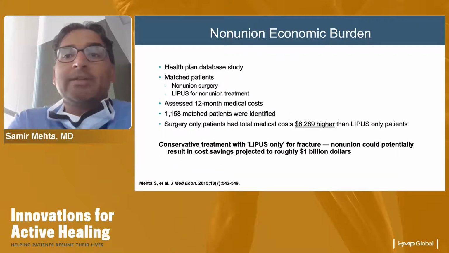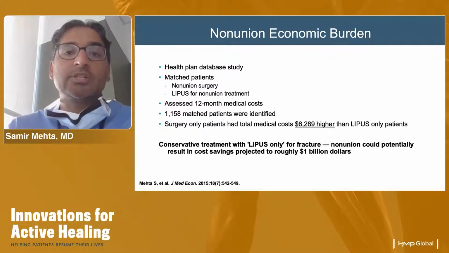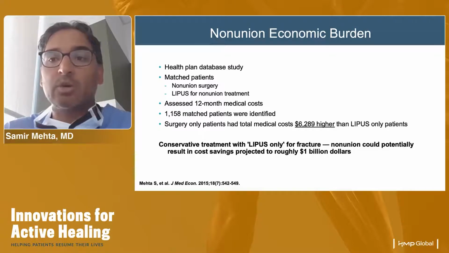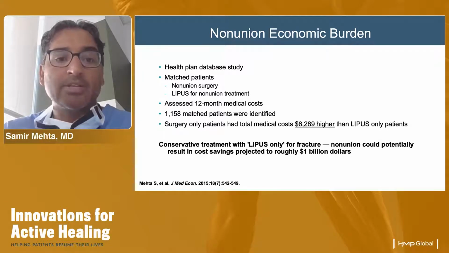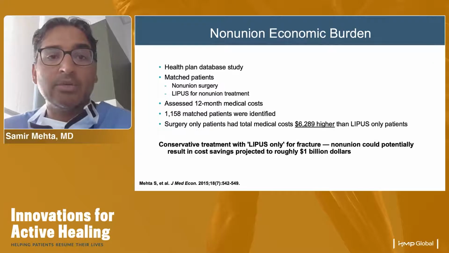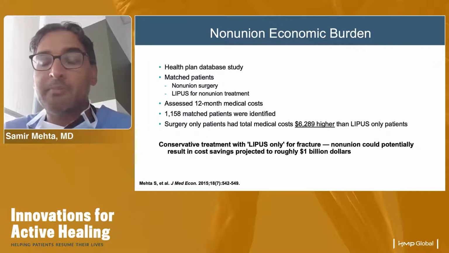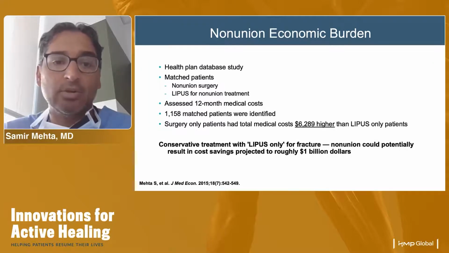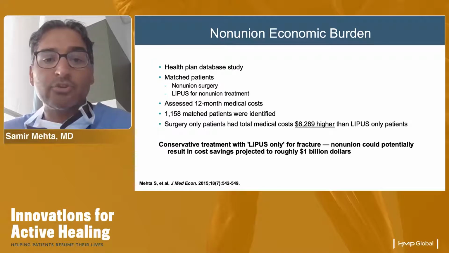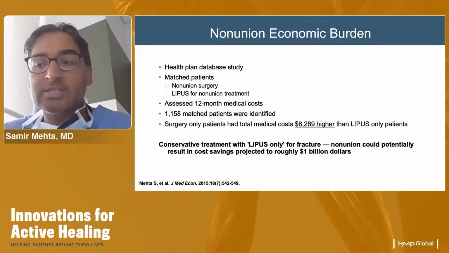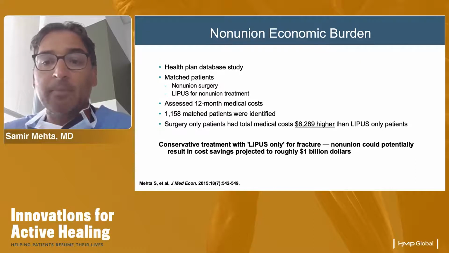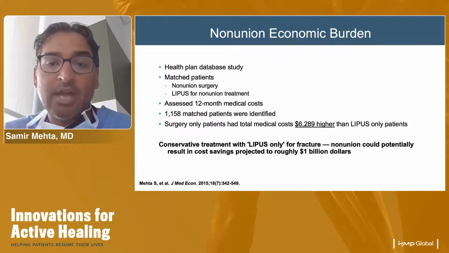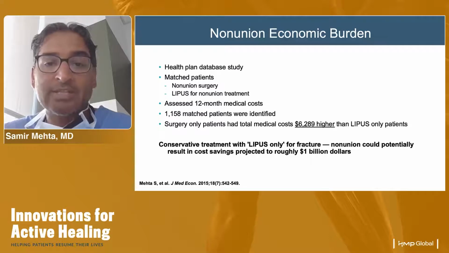We know that there's a tremendous economic burden of non-unions, right? We know that 10 to 20% of patients will go on to a non-union. We know that non-unions are a multi-billion-dollar issue in North America. And as we think about non-union management, when patients go on to have a symptomatic fracture that hasn't healed, patients who are treated with surgery actually have higher medical costs than patients who are treated with low-intensity pulsed ultrasound. And low-intensity pulsed ultrasound is a cost-effective alternative to surgery.